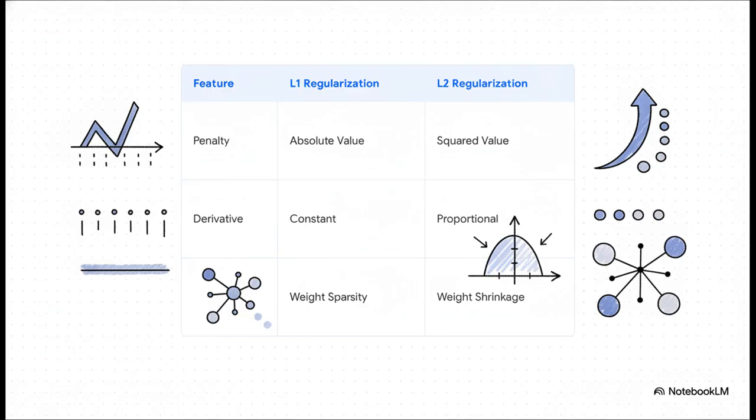See, L1 penalizes the absolute value of the weights, which means its derivative is a constant. It just subtracts a constant amount every single time. L2, however, penalizes the squared magnitude of the weights. So that means its derivative is proportional to the weight itself. Larger weights get a much bigger penalty, while smaller weights get a smaller penalty.